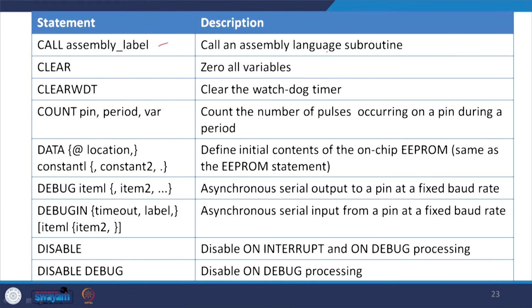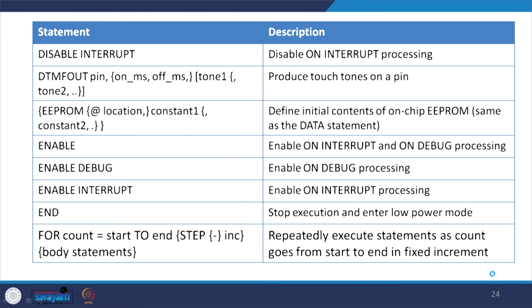Okay, call assembly level, call an assembly language subroutine, clear 0 all variables, clear WDT, that is clear the watchdog timer, count pin period, number of pulses occurring on a pin during a period. Okay, then data, define initial content of on chip EEPROM, all these things are there. Then similarly, I am just highlighting some of the important ones. So, enable means enable on interrupt and on debug processing, and end means stop execution and enter low power mode.